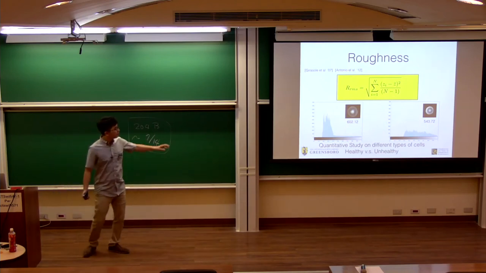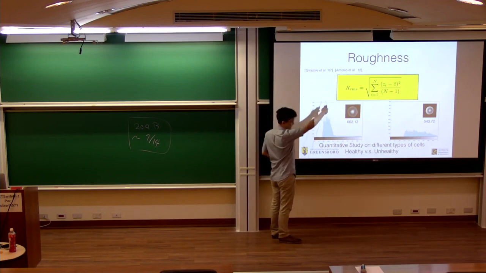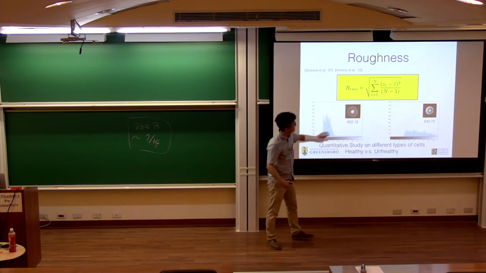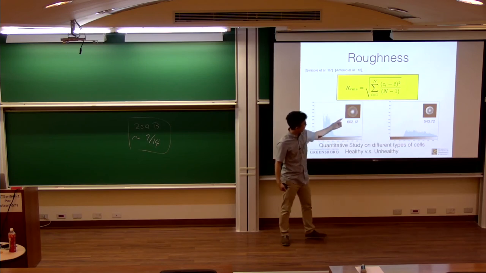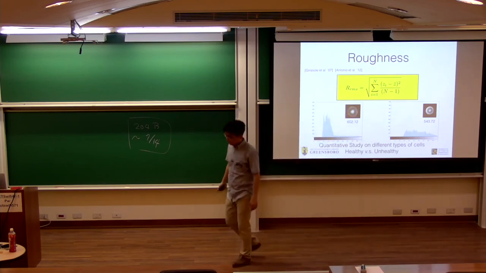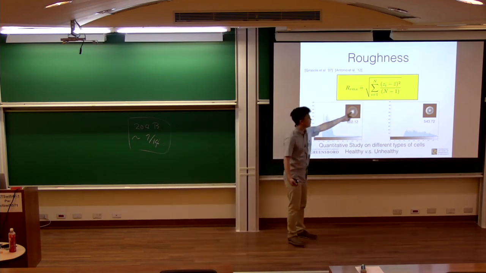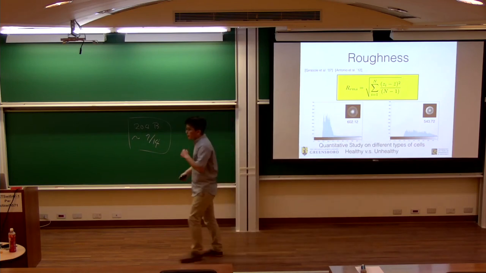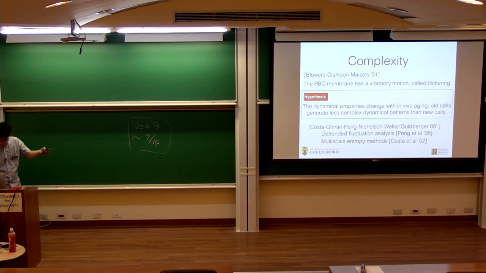But this is very early work, and it is also problematic because it doesn't take care of the spatial information. If I shuffle this, you will still get the same number, but the cell might be a lot different. So that's the difference between complexity and roughness.